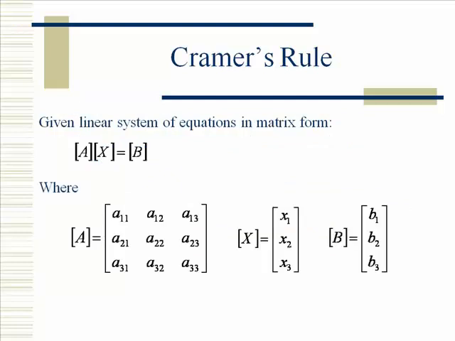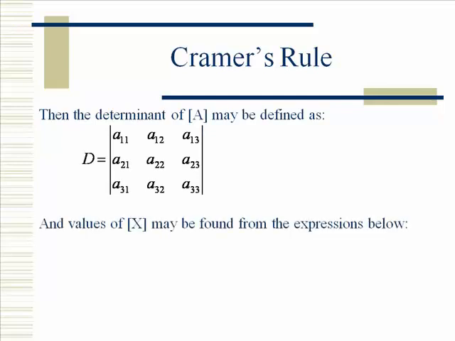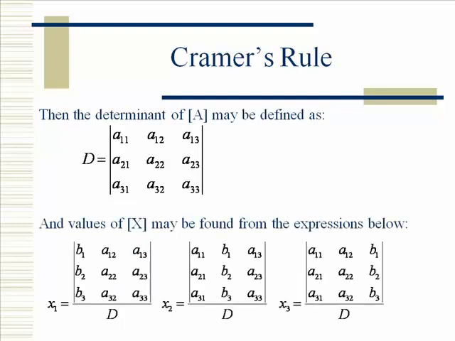We'll pull out our coefficients for different matrices just as we did with the previous example. Now then, we're going to define the determinant as simply just that A matrix, the coefficients. So how do we go about getting values of X? Okay, we're going to have to look for patterns here.